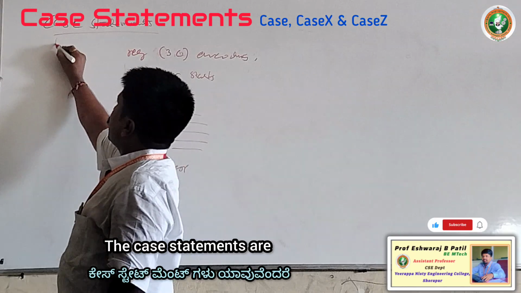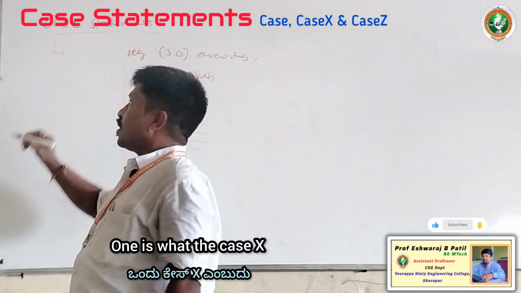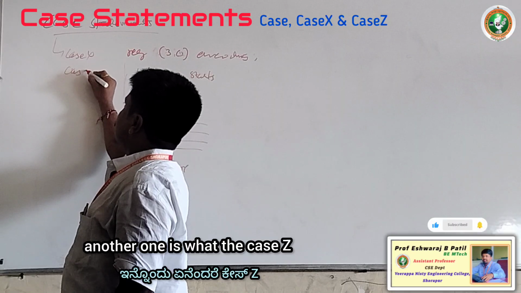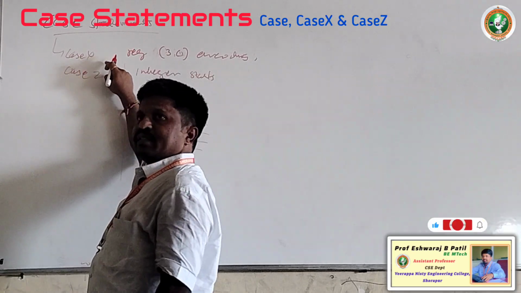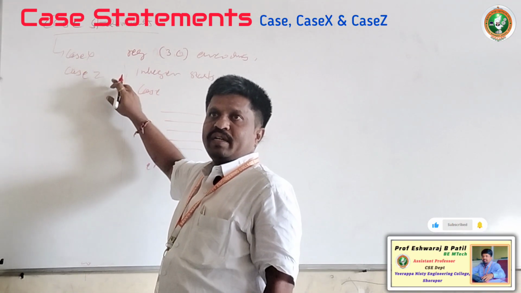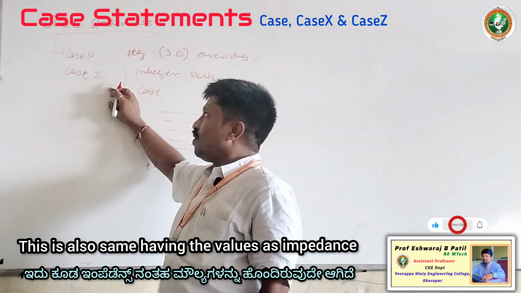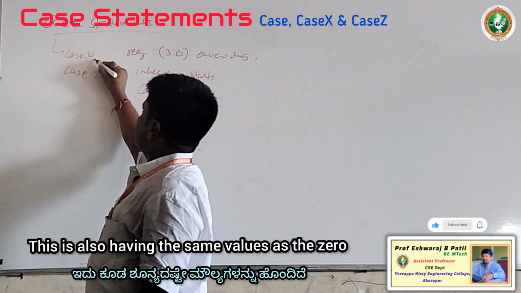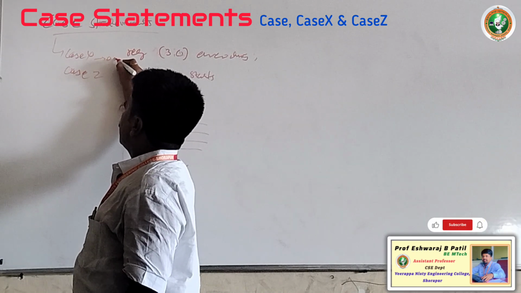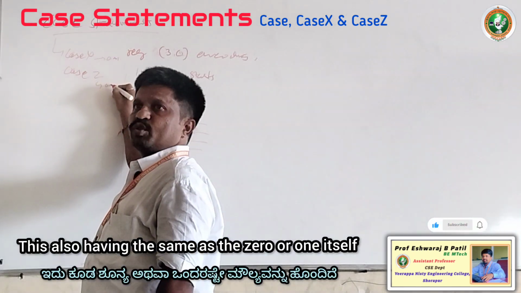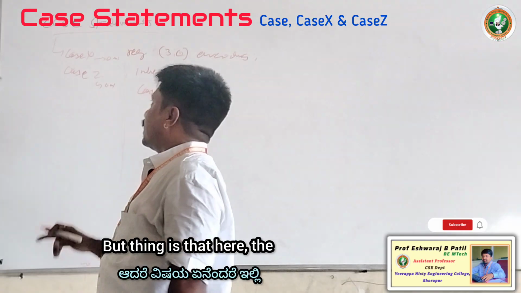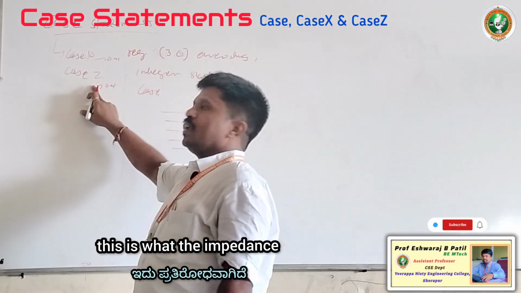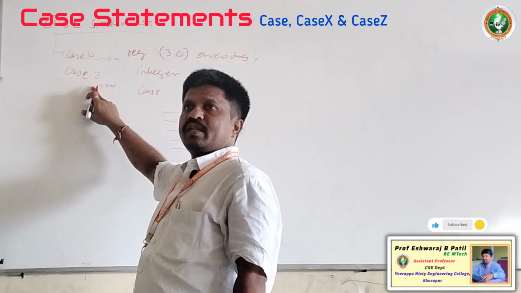The case statements have two variations. One is casex, another one is casez. X is nothing but the don't care. Z is the high impedance. Both are also having the same values, 0 or 1, itself. But the difference between X and Z is that this is the don't care, and this is the impedance.